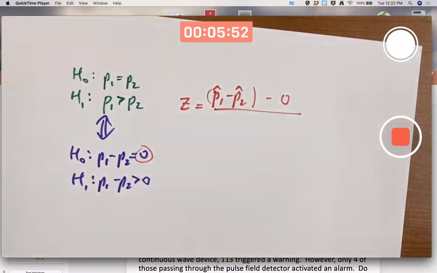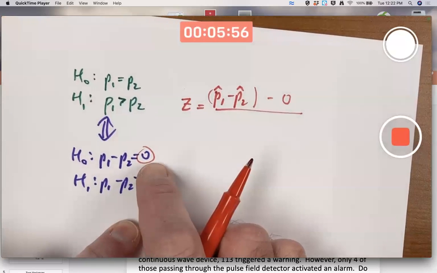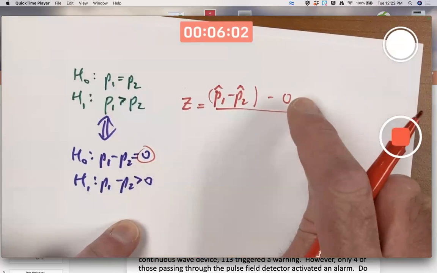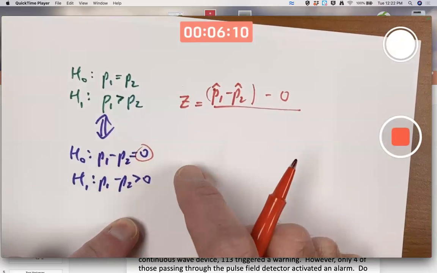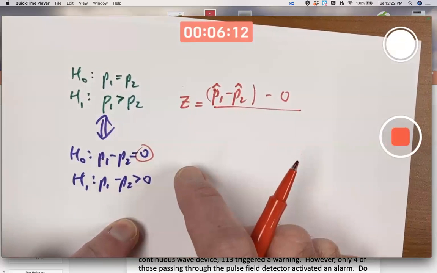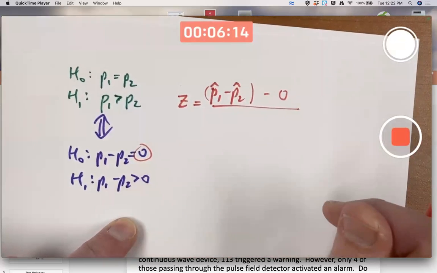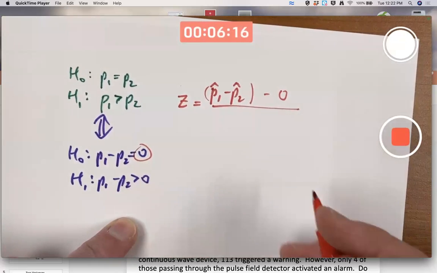In theory, you could be testing something other than the null being 0. You could test this being 0.1 or 0.2 or 0.3 or something, and then put a 0.1 or 0.2 or 0.3 right there. That's hardly ever done, to my knowledge. This is almost always the test that we do. But in theory, we could. I'll go ahead and put the minus 0 there, but you don't have to.